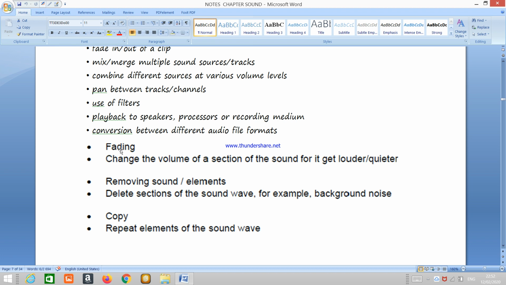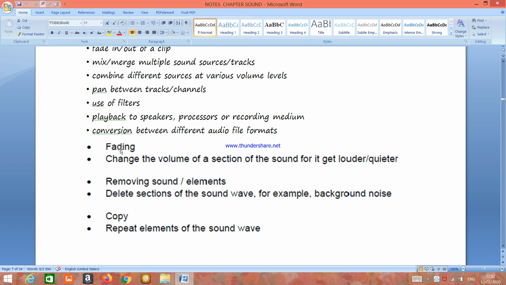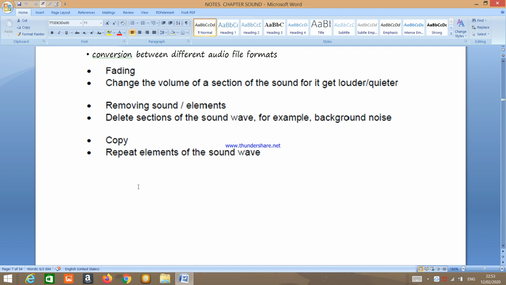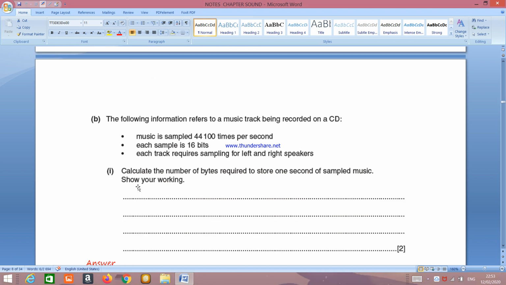So fading, what is fading? Changing the volume of a section of sound for it to get louder or quieter. Removes some sound track. You can select, you can delete, you can edit the track. You can copy and repeat elements of the sound wave.